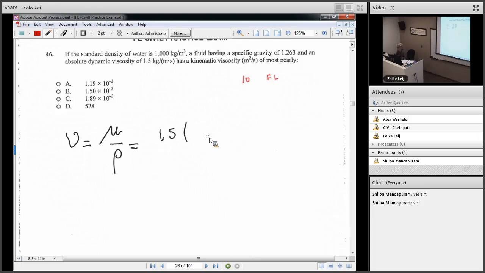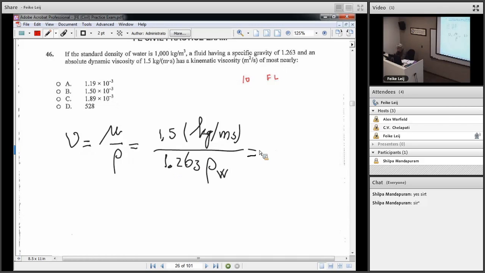Let's go to the next one. Density is given, specific gravity is given. We need to figure out the kinematic viscosity, which is really mu divided by rho. One and a half is the relatively large dynamic viscosity. What is rho? What value? It's a little bit of a trick question.